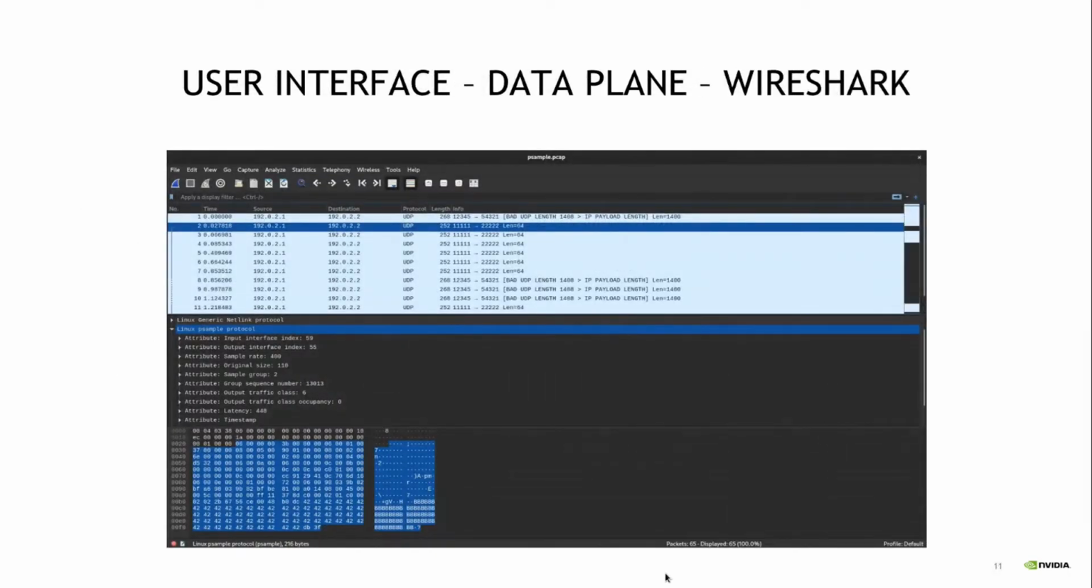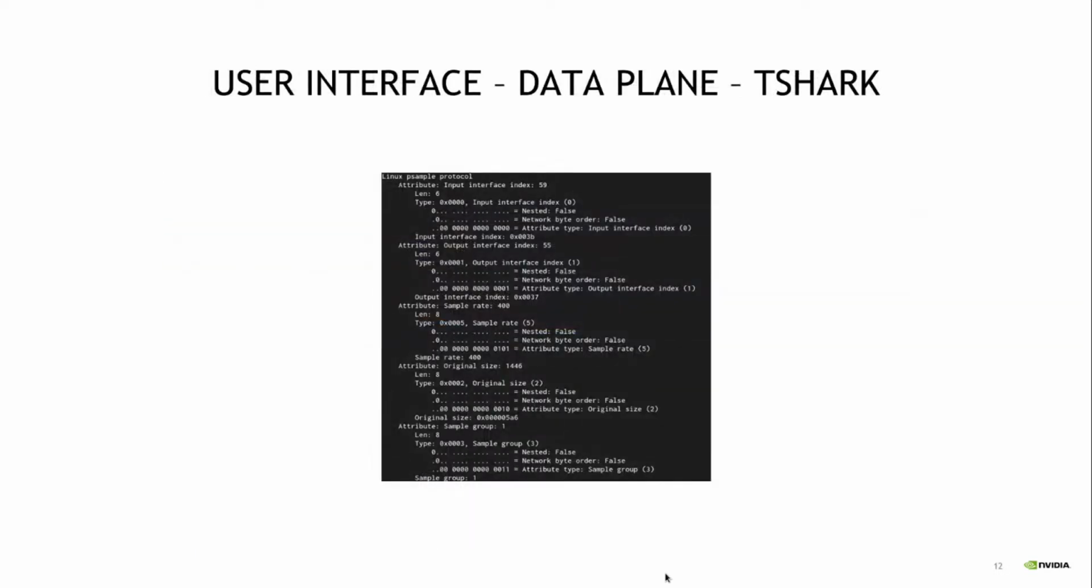Like you can see in this slide, where Wireshark is dissecting a psample netlink packet, you can see the various metadata attributes, such as the input port and the output port. And you can also see the dissection of the sampled packet itself. In this case, this is a UDP packet. And this is the same thing, but with tshark, which is the terminal equivalent of Wireshark.